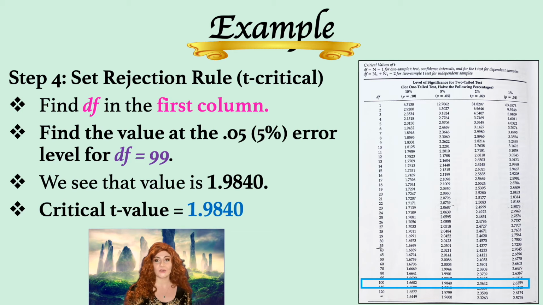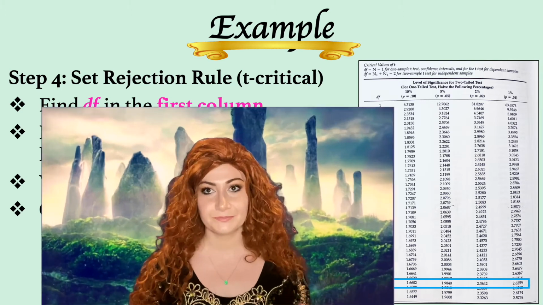1.9840. So this 1.9840 is our critical t value. This is the value that we are going to be comparing to our computed t-value to determine the ultimate decision about the hypotheses.